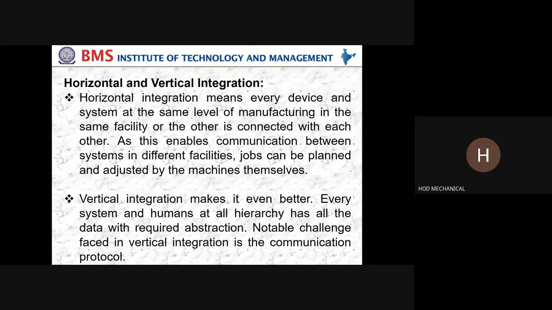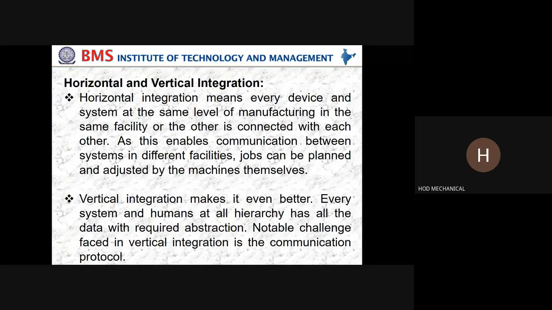The simplest way I can say it: horizontal integration is in a similar facility, that means on the shop floor, how you have interconnected the machines. Horizontal integration means how you can integrate the machines which are at the same level of manufacturing. That means on the shop floor, all the machines: how are you going to connect them? That is called your horizontal integration.